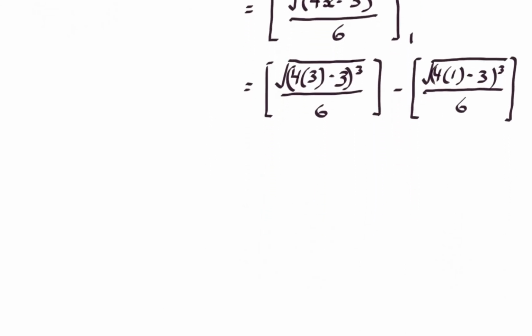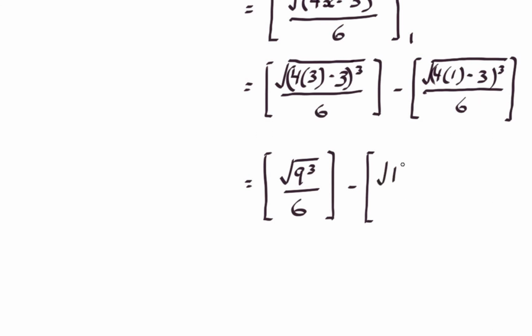So 4 times 3, well that's 12. Then 12 minus 3, well that's 9. So we have the square root of 9 cubed, that's over 6. And then over here we have 4 lots of 1, that's 4, minus 3, well that's 1. So we have the square root of 1 cubed.